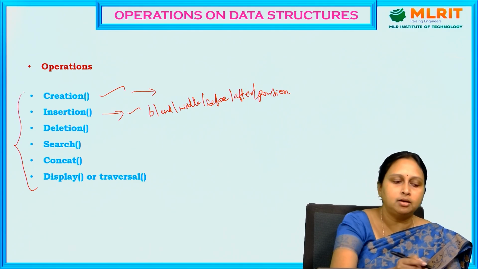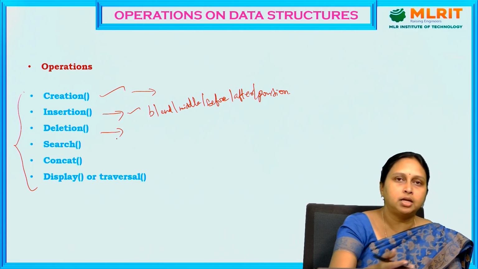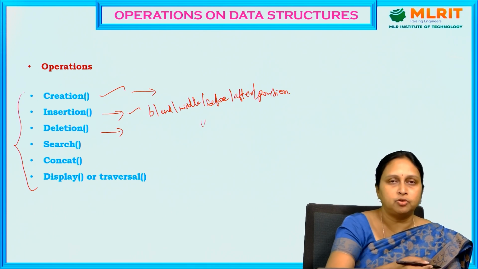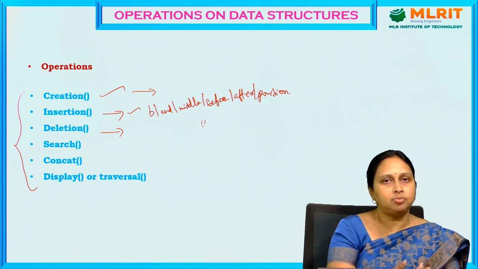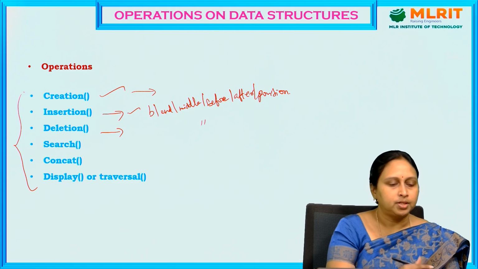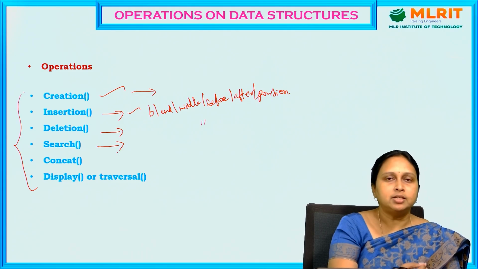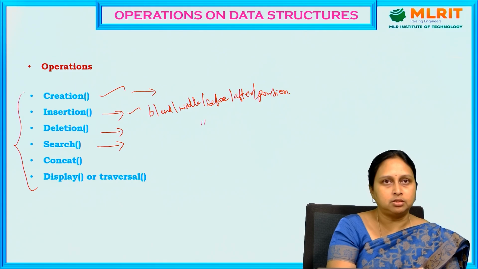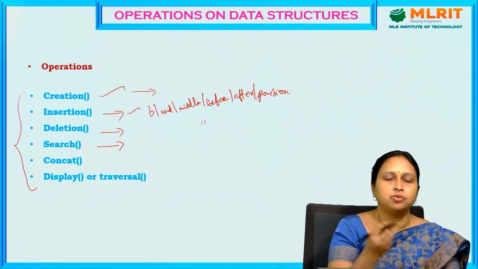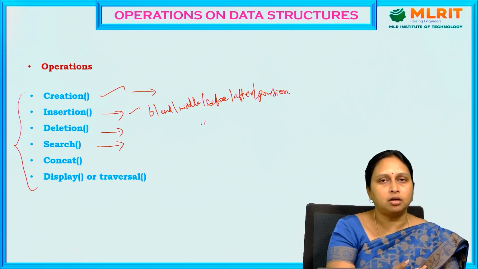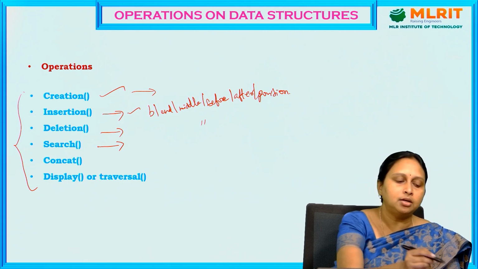Insertion can be done. In the same way, deletion: a particular node can be deleted at the beginning, and the same operations we perform under insertion, we can also perform for deletion. And not only that, we are going to perform searching. We can search whether a particular element is present in the given list or not. Or in a tree also, if I want to search whether a particular element is present in the tree or not, all these things can be done.